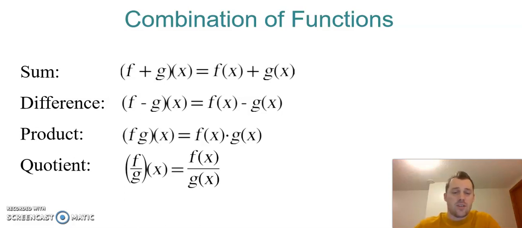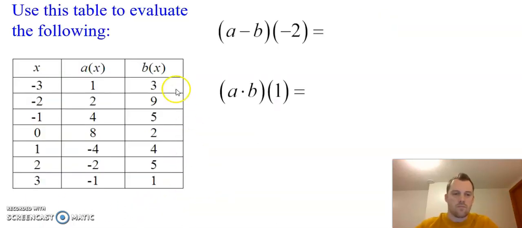In this video, we're going to talk about how to evaluate a combination of functions using a table or a graph. So remember our combination of functions here. We got sum, difference, product, and quotient. And so we have to think about what these expressions mean and kind of break it down step by step. So we're going to look at a table first.